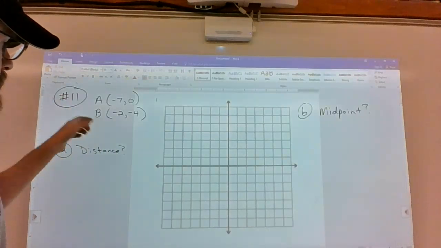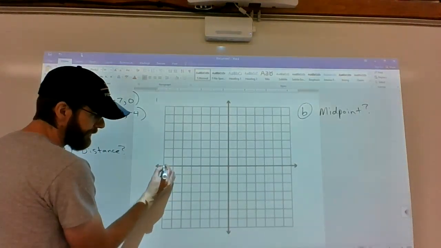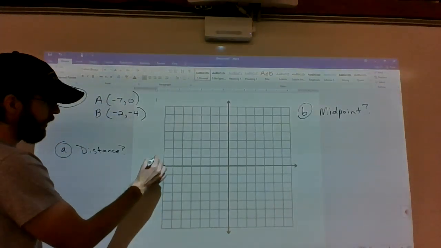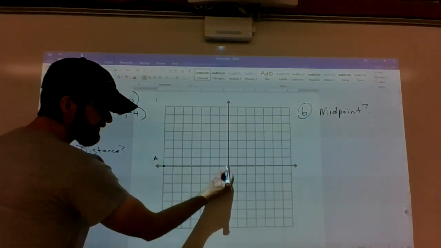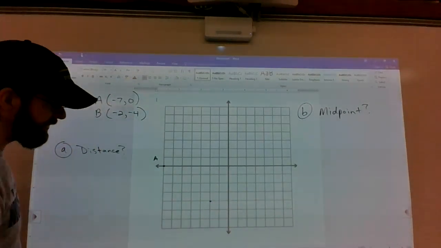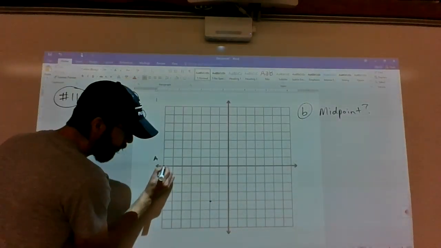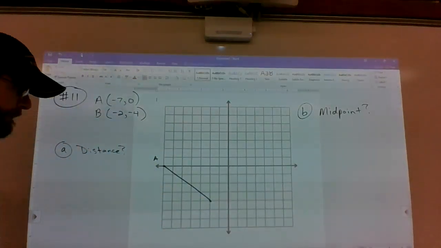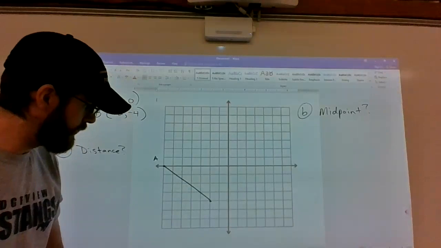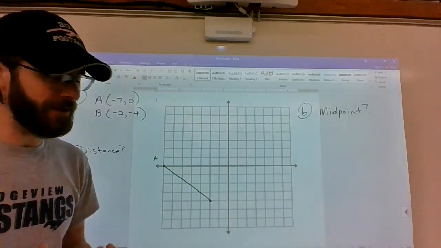So when you think about these two, I can maybe plot them first of all. So here's negative 7, 0 for A, and here's negative 2, negative 4 for my B coordinate. And what they want to know is what's this distance right here, and what's the exact middle point of that line segment.